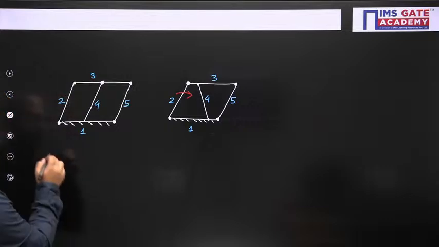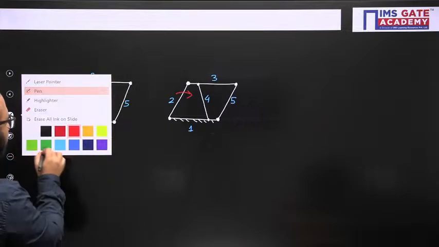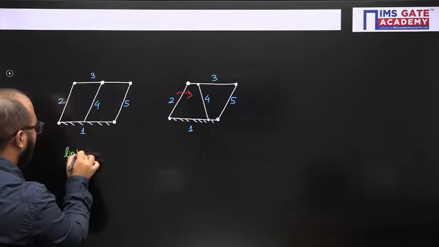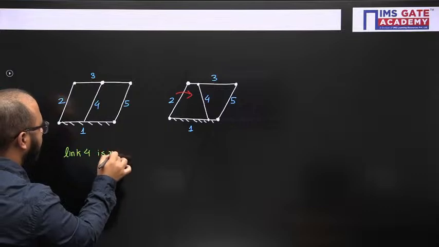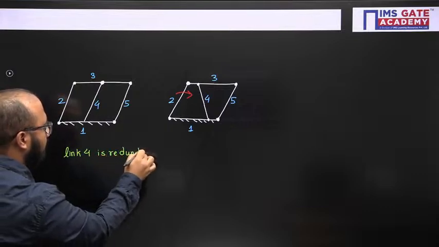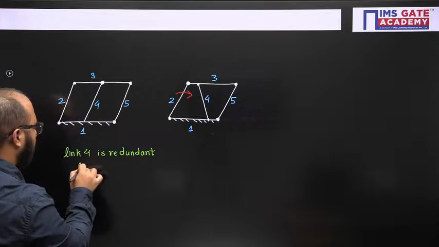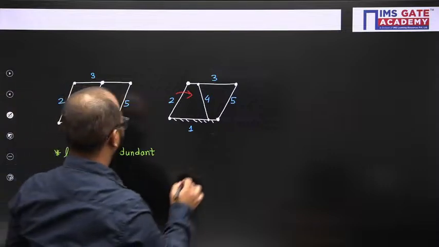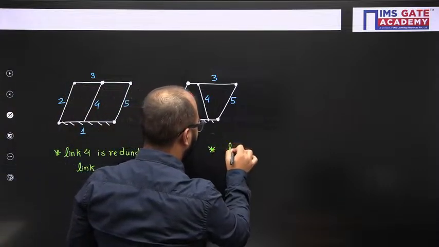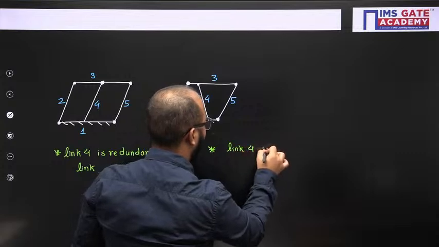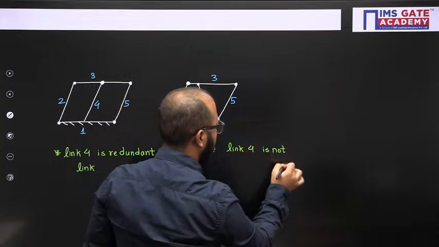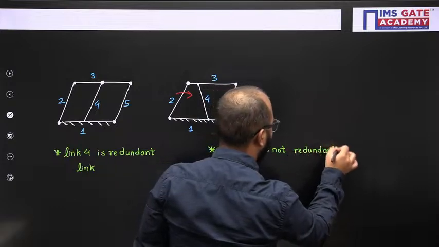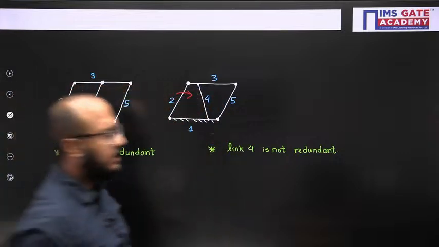So we should write this point here very clearly: link 4 is redundant link in this particular case. Link 4 is redundant link, and in this case link 4 is not redundant. Is not redundant link. Clear?